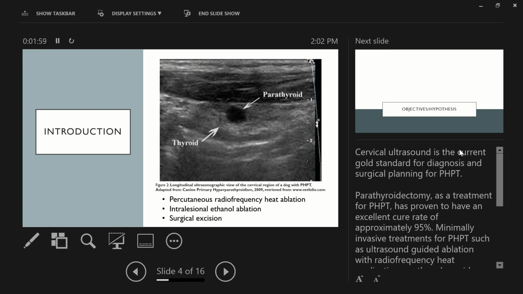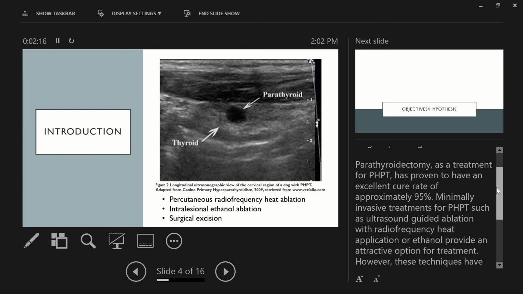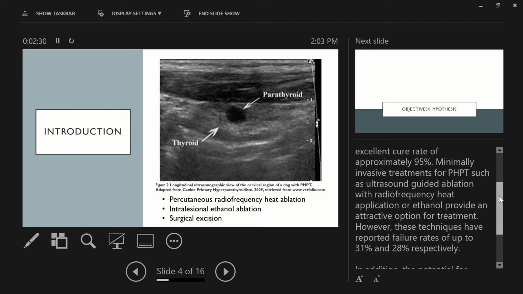So then in cases where we're trying to diagnose a primary hyperparathyroidism, where this feedback loop is getting messed up, we use cervical ultrasound as the current gold standard. And this plays a twofold role for diagnosis and surgical planning. And then we're finding that parathyroidectomy as a treatment for primary hyperparathyroidism has proven to have an excellent cure rate of approximately 95%.